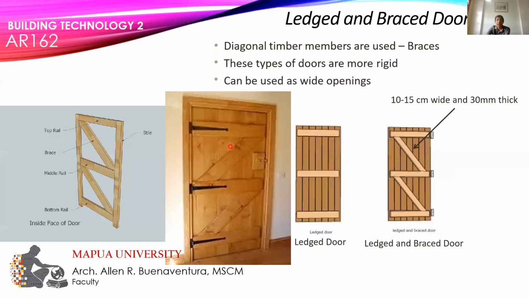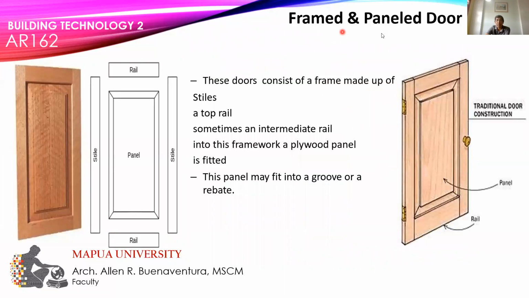So this is a ledge and brace door. This is a more improved design of a batten and ledge door. They put a diagonal brace so that the battens and ledges will not move. Okay, so this is a frame and panel door.